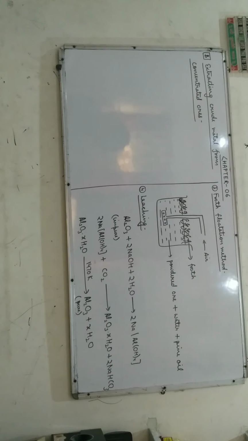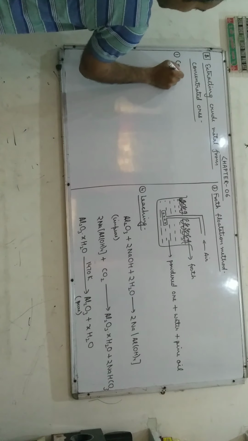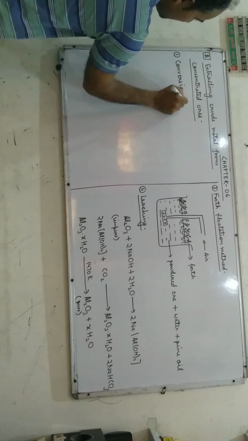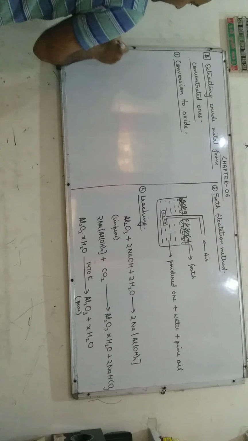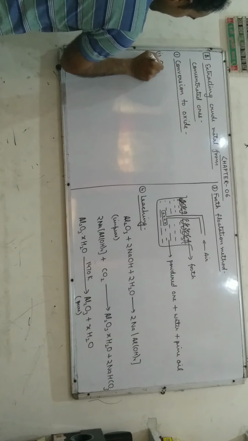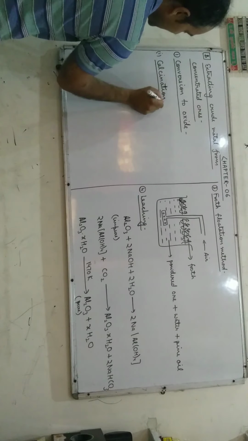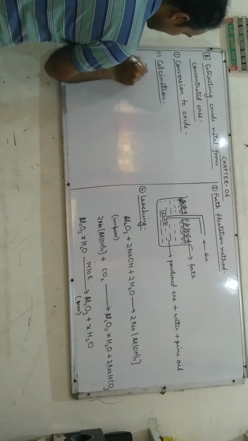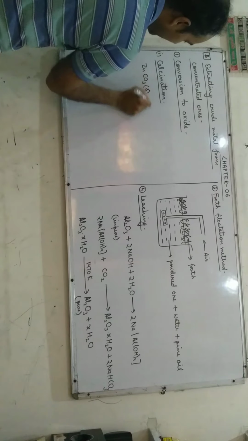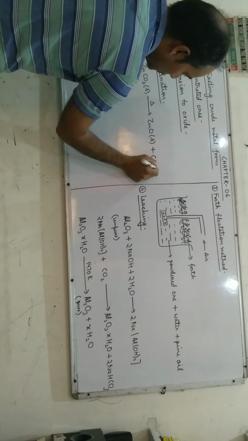The first step consists of conversion to oxide. Conversion to oxide can be done by two methods. The first method is calcination, as we described in class 10. It is the process of strongly heating ore in a limited supply of air. For example, when we heat zinc carbonate, we obtain zinc oxide along with CO2.